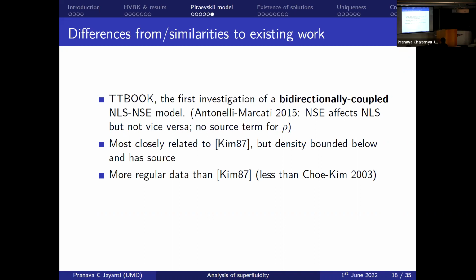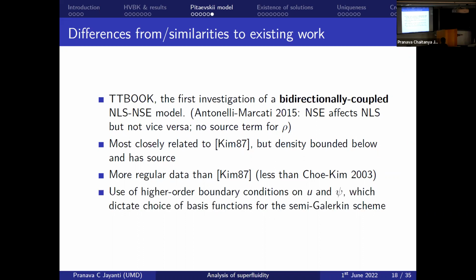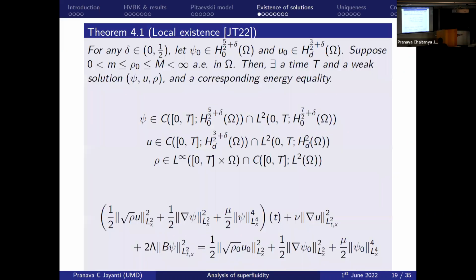Our analysis is most closely related to Kim's work, but we assume that the density is bounded below because we have to deal again with the source term, and more on that in a bit. Our initial conditions are more regular than the weak solutions that Kim showed, but less regular than the strong solutions constructed by others. And we have these higher order boundary conditions, which dictate our choice of the basis functions and the operators that we use for the semi-Galerkin scheme. Okay. Now, I want to state the theorem of existence, and then go through, again, a quick sketch of the proof to explain how we approach the idea.